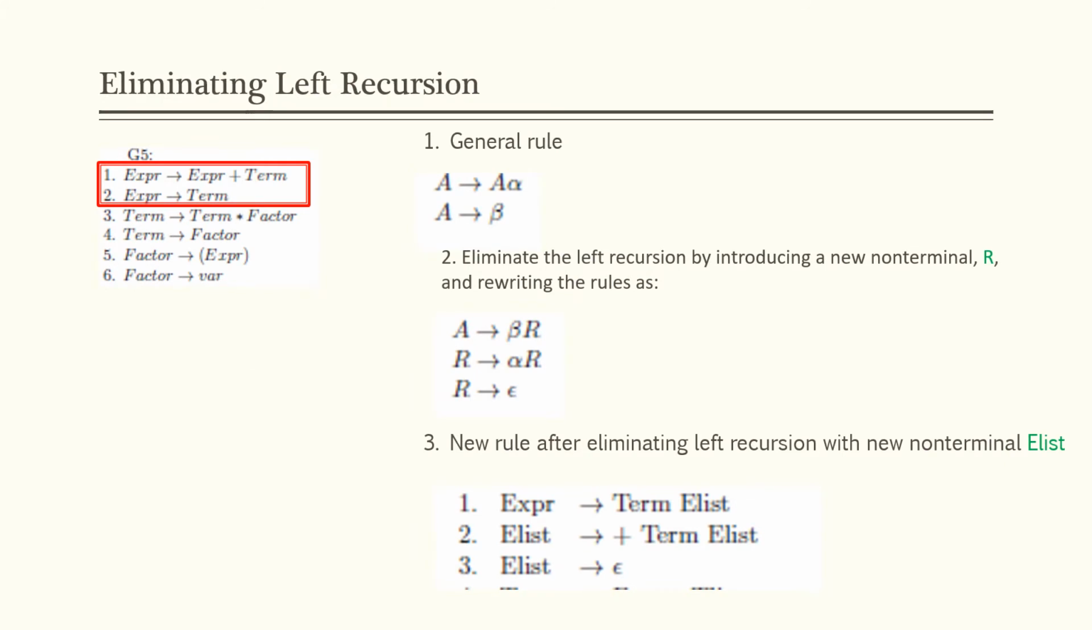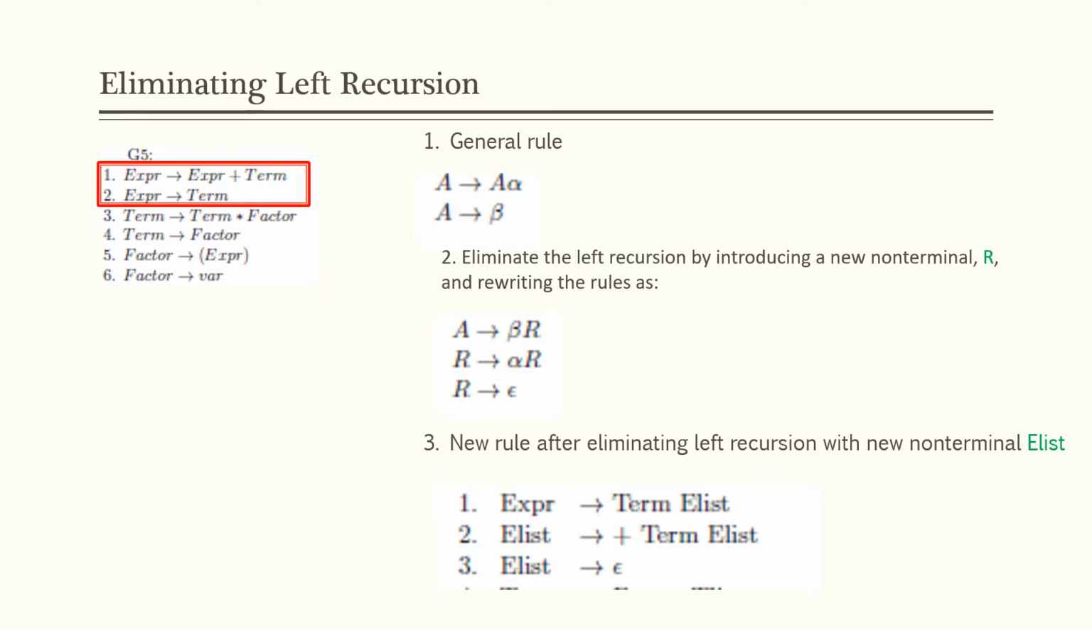Now we already know that the grammar G5 is not in LL1 because of the left recursions and because they have the same intersect selection set. How are we going to make it become LL1? There is a way: we want to eliminate left recursions. So how do we eliminate the left recursions? We have a general rule here.